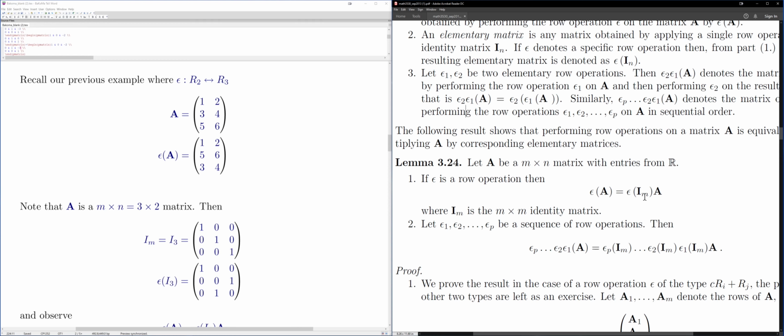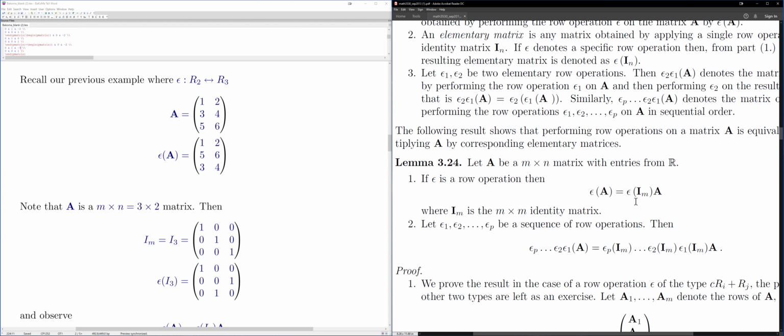This over here is an elementary matrix, right? What this is saying is that if I have my matrix A and I multiply by the elementary matrix corresponding to the epsilon that I'm looking at, then multiplying by this elementary matrix has the effect of performing the row operation on A itself. On the left hand side I have the matrix A, and this notation means do the row operation epsilon on it.